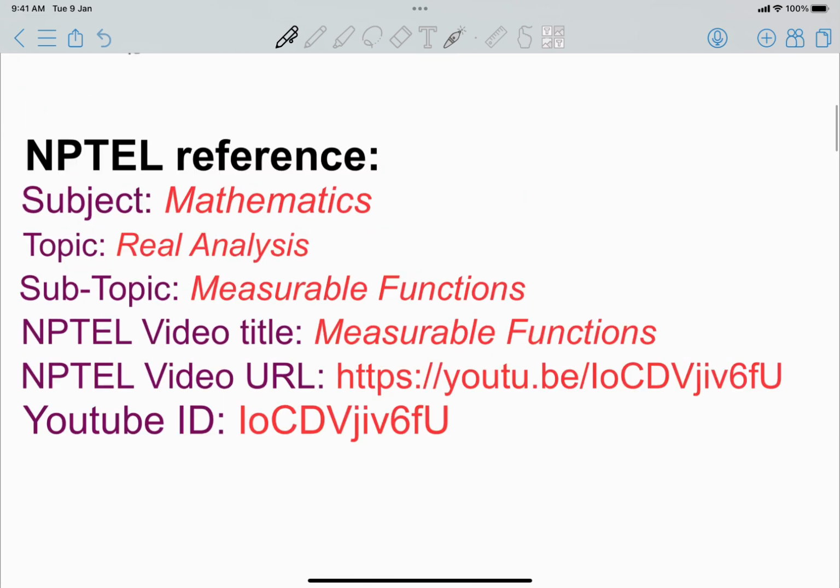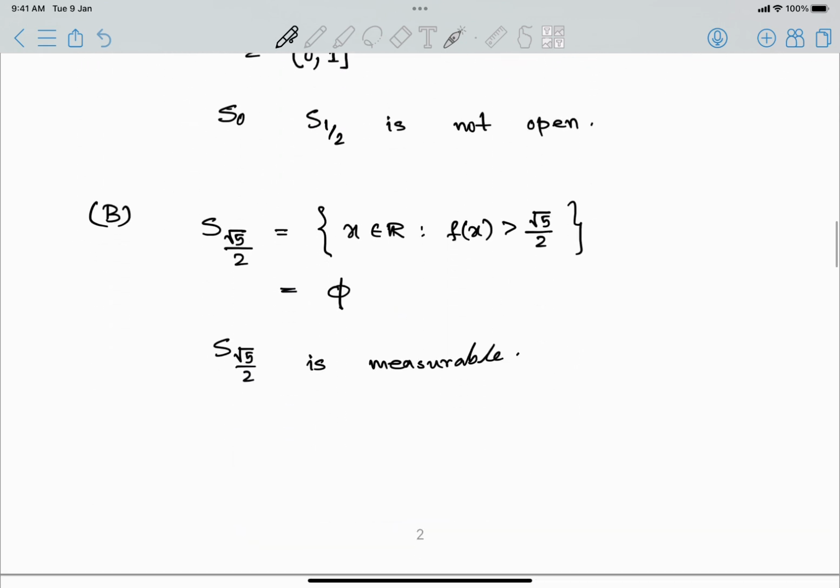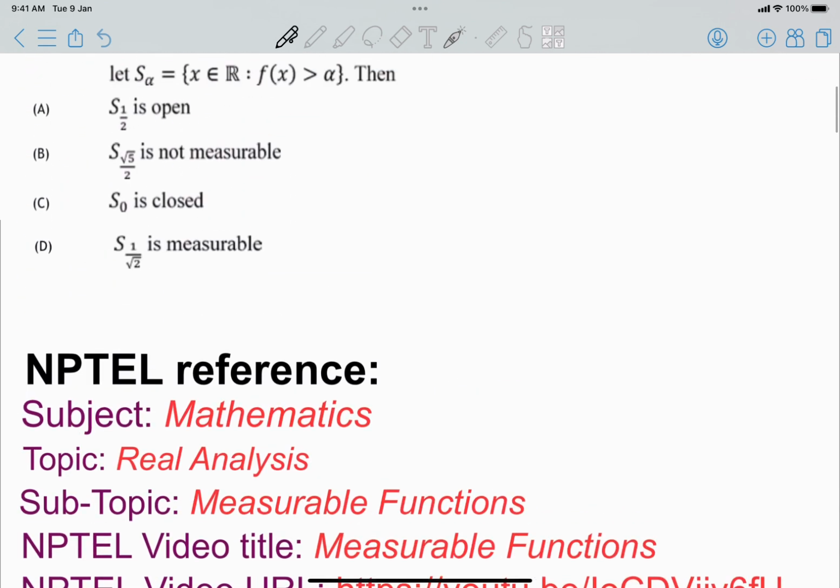So the option is saying that it is not measurable. So this is again false. Means this is not true. So we get that this is measurable.